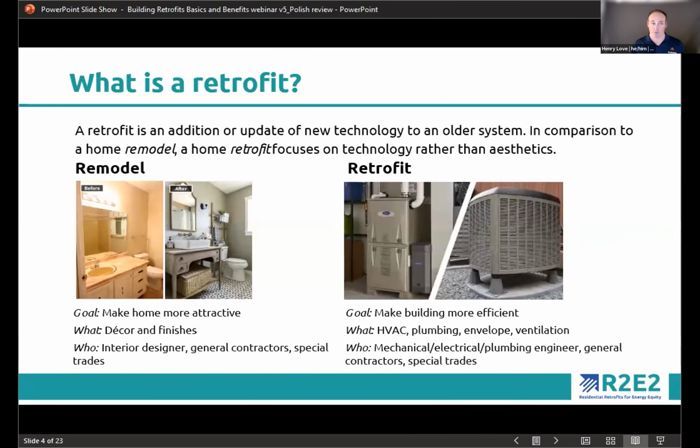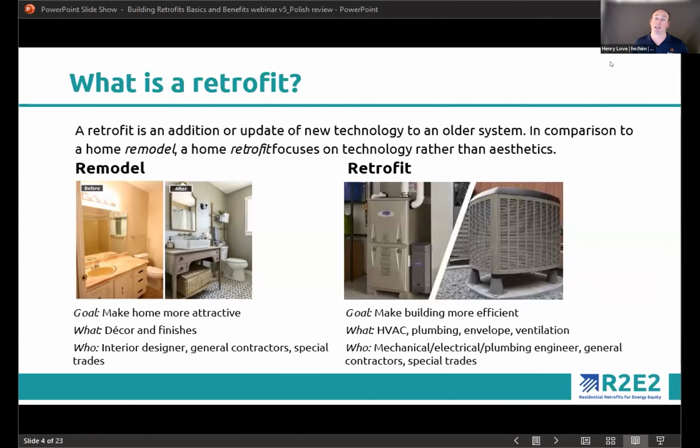So what is a retrofit? A retrofit is an addition or update of technology from an older system. In comparison to a remodel, a retrofit focuses on technology rather than the aesthetics. A remodel's goal is to make a home more attractive, change decor and finishes, and you work with an interior designer, a general contractor, or specialty trades, as opposed to a retrofit, where the goal is to make a building more efficient or perform better.